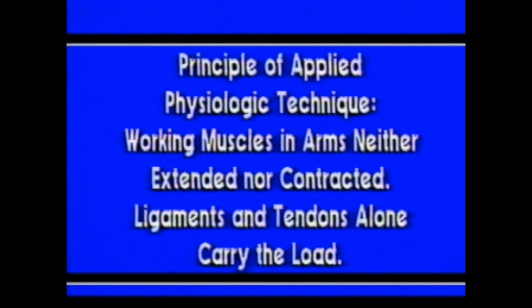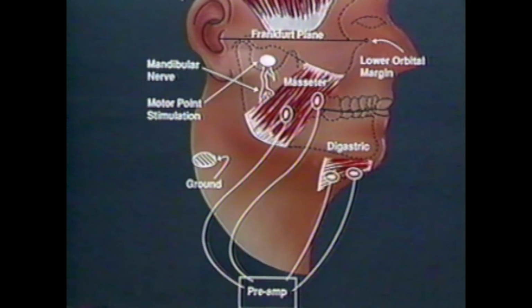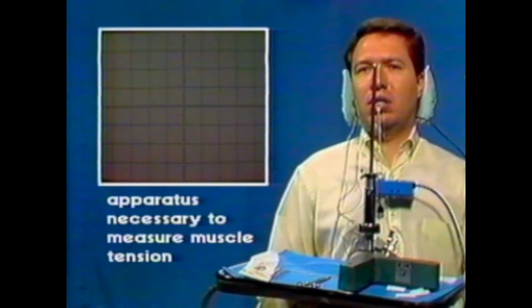This physiologic technique is the principle used when carrying a heavy load with the arm, placed laterally to the rib cage and pelvis. In this procedure, the motor point for percutaneous stimulation of the masseter muscle is located and marked. This is a point below the zygomatic bone and in the periauricular region where the masseteric nerve enters the masseter muscle. An isometric transducer is attached to an acrylic splint to measure muscle tension.